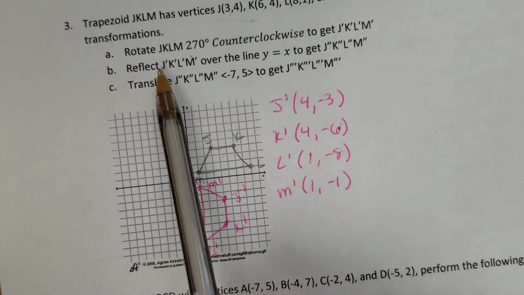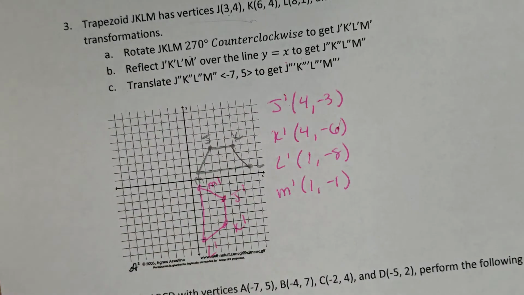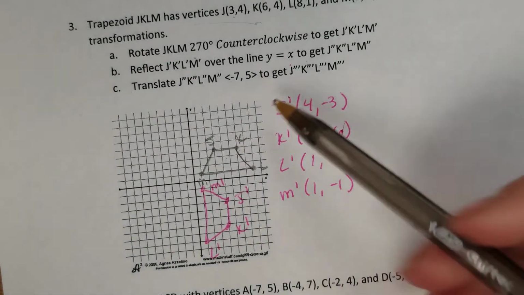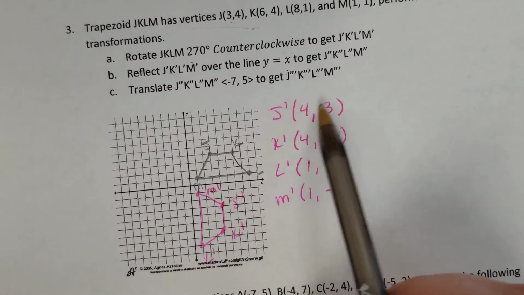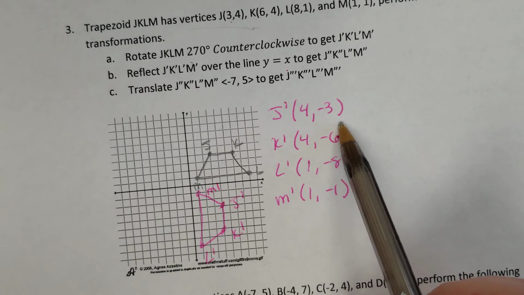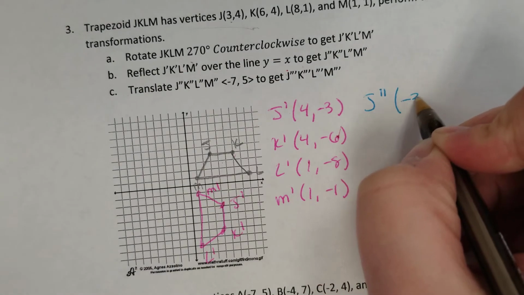And now we want to reflect that over the line y = x. So now we have to go back to our previous set of notes and know that when we reflect over the line y = x, we change the order of the points. So J double prime is going to become -3, 4.